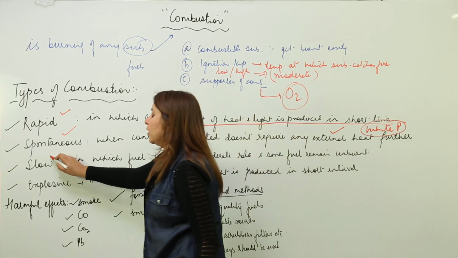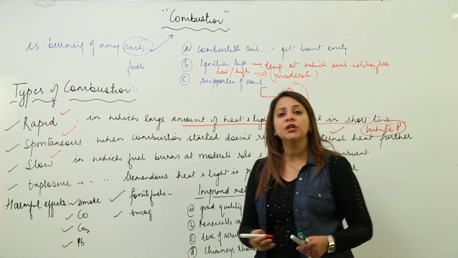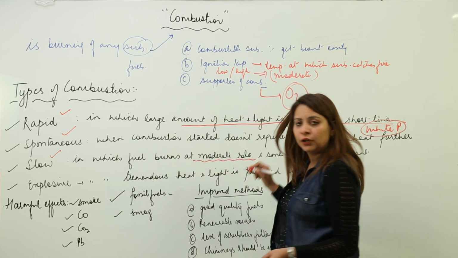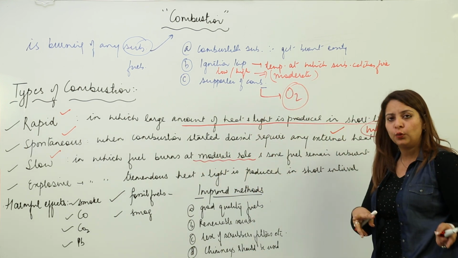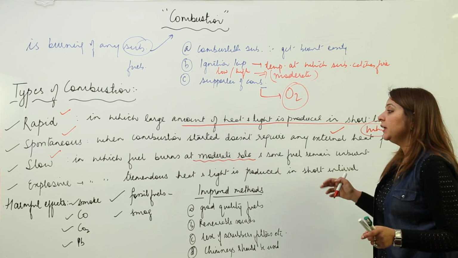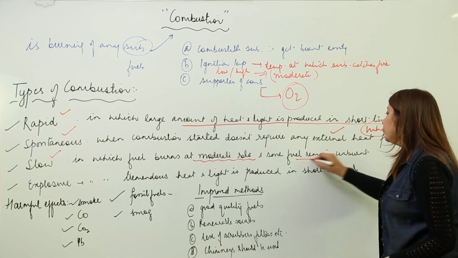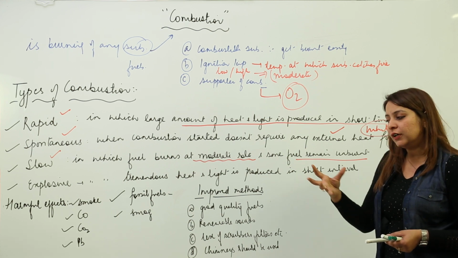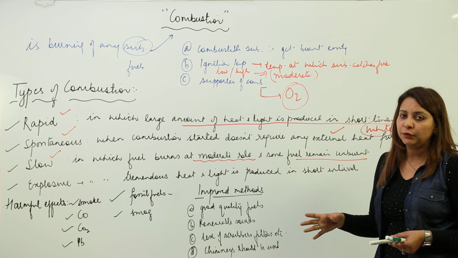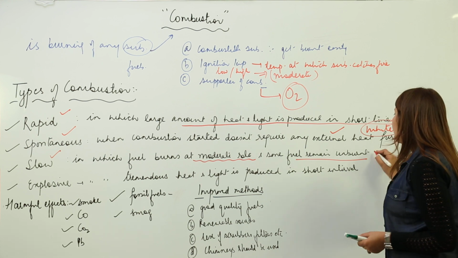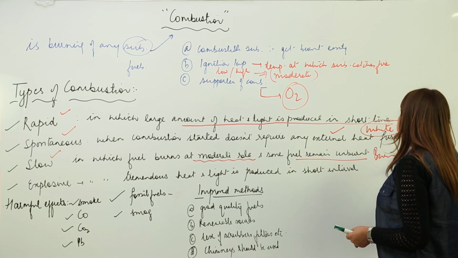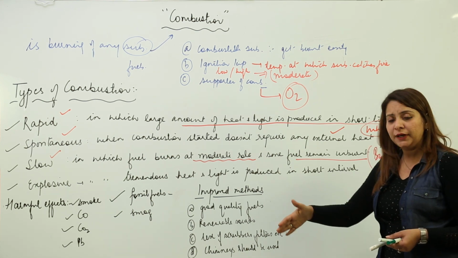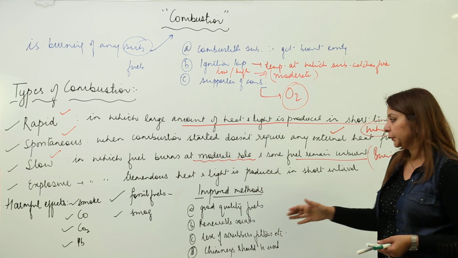Next is the slow. As the name suggests, combustion is occurring at a slow rate, and that slow is approximately a moderate rate. Neither too fast, nor too slow. It is occurring at a moderate rate, and in this slow combustion, some of the fuel remains unburnt. That means the fuel doesn't get completely burnt. For example, when you are burning coal, the combustion is occurring at a moderate rate, and some of the coal is just left behind, unburnt.